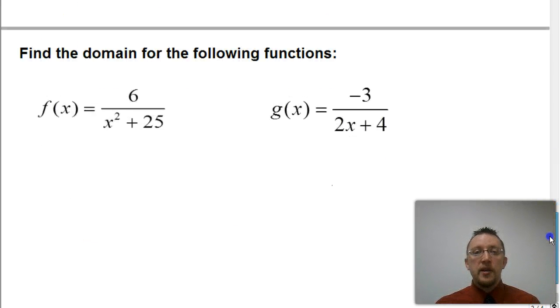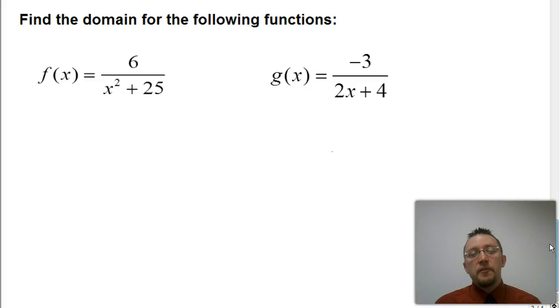Okay, let's look at those examples that we talked about earlier. We're going to do this first one together, f of x equals x squared plus 25. And then you're going to do the one above me here, function g, by yourself: negative 3 divided by 2x plus 4. Again, we're finding the domain here. So let's look at the first one on the left.